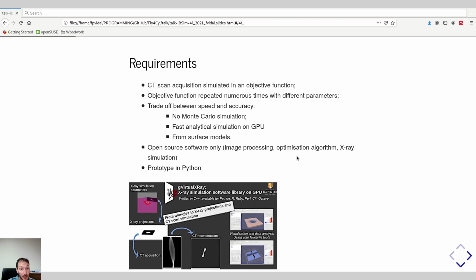The requirements, well, we need to simulate the CT acquisition in an objective function, which is going to be repeated many, many times. So we have a trade-off between speed and accuracy. No Monte Carlo simulation; we use a GPU with very simple models like surface models. Our implementation is 100% open source. So everything is open source: image processing, optimization, and the X-ray simulation that I wrote is open source as well. And we wrote a prototype in Python. So okay, it might not be the fastest, but at least we have a proof of concept here.